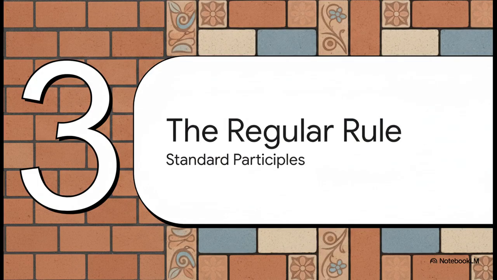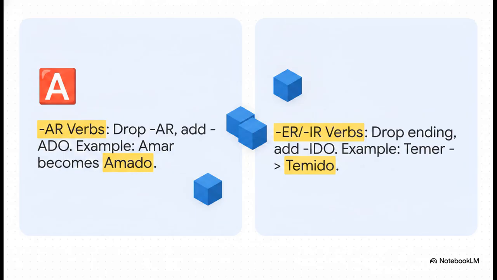Which brings us to Section 3, the regular rule. So we have our auxiliary verb ready to go. Now for the second half of the formula, the participle. But, we need to look at the standard everyday ones before we can fully appreciate the special irregular ones. This brilliantly illustrates how simple the regular verbs are to construct.